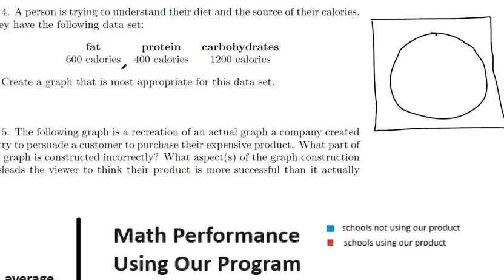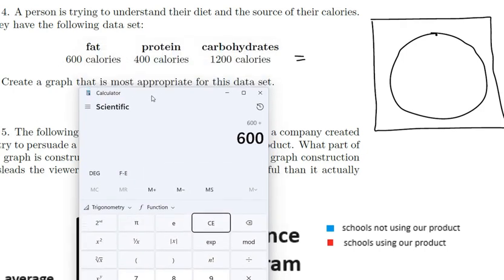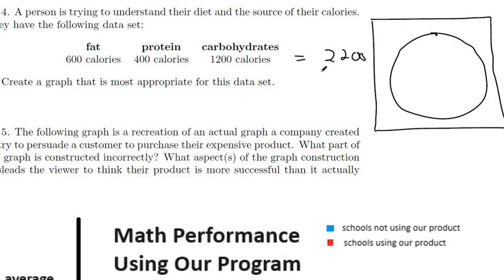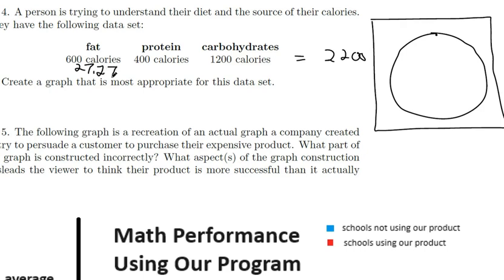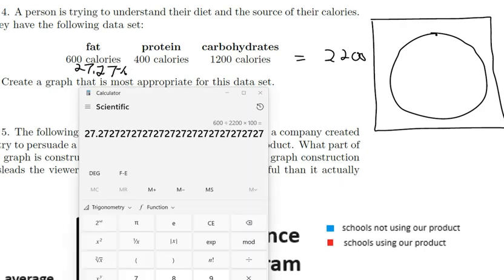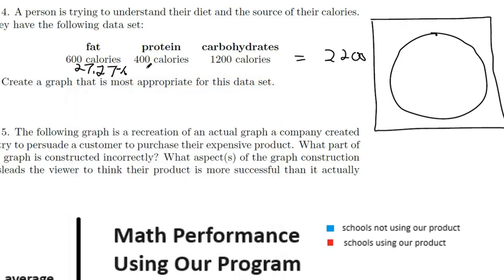Okay, and so you want to convert each of these to percentages. So the total amount, 2,200 calories. To find out the percent that was fat, what you do is you take the amount of fat, divide by the total, and then times 100. So that's 27.27%. And then protein, 400 divided by 2,200. That's 18.2, we'll say.